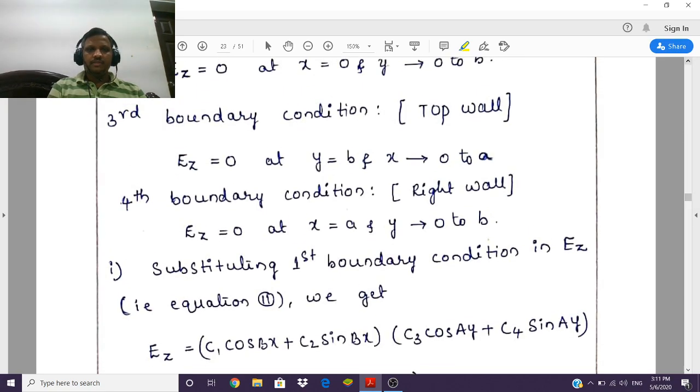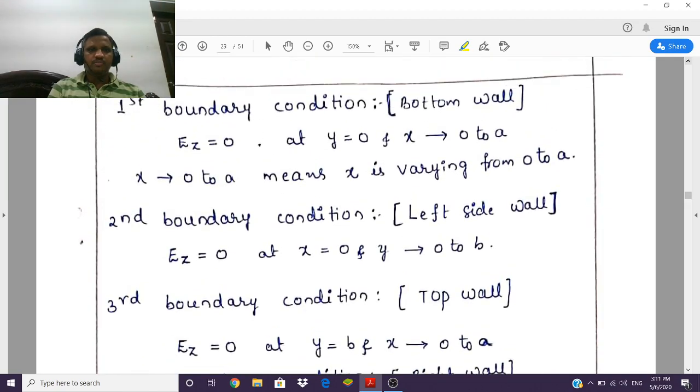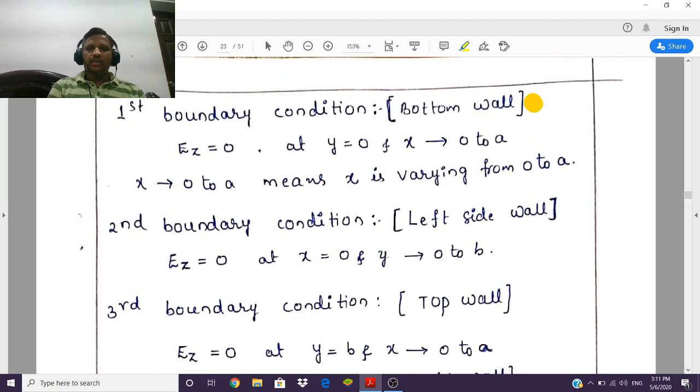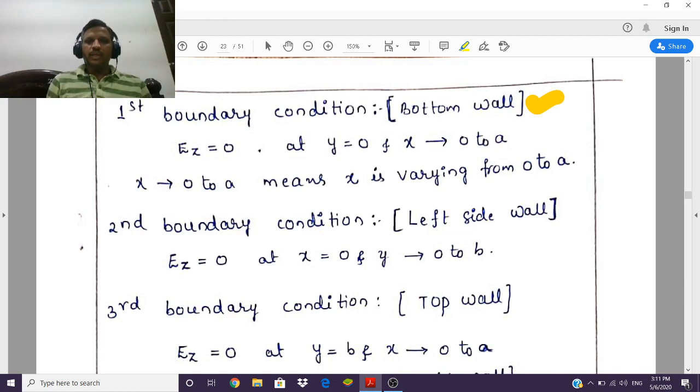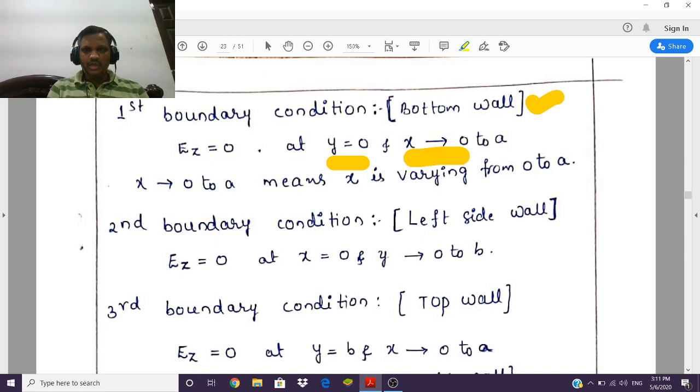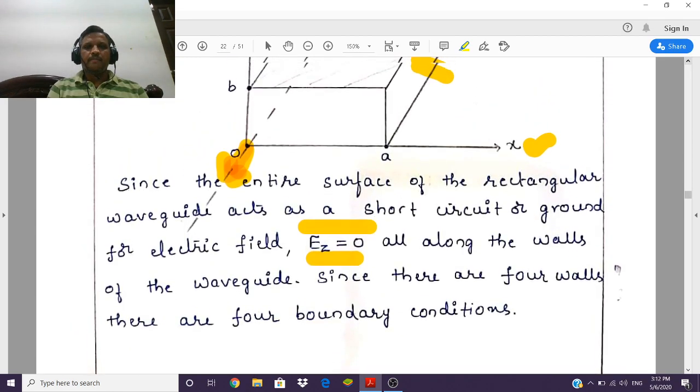Let us start with the first boundary condition, and that first boundary condition is the bottom wall. Let us go to the bottom wall and see whether these particular conditions are valid or not. For the bottom wall, the condition is Ez equal to 0 at y equal to 0, and x varying from 0 to a. Let us see whether it is right or wrong.